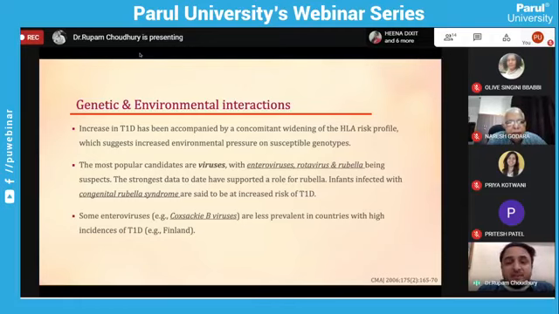So infants infected with congenital rubella syndrome are said to be at increased risk of type 1 diabetes mellitus. Also, some enteroviruses like Coxsackie B virus are less prevalent in countries with a high incidence of type 1 diabetes mellitus.